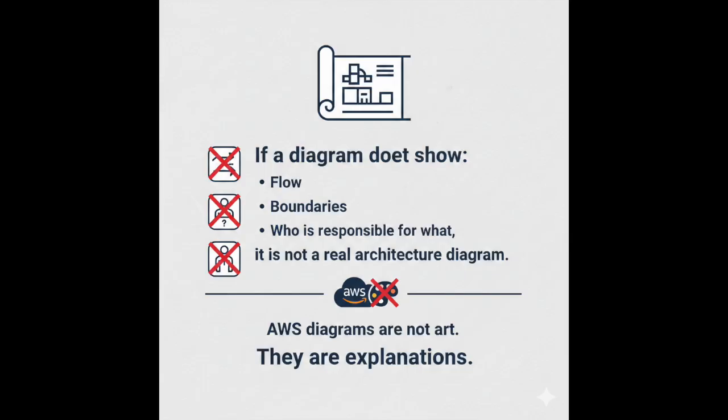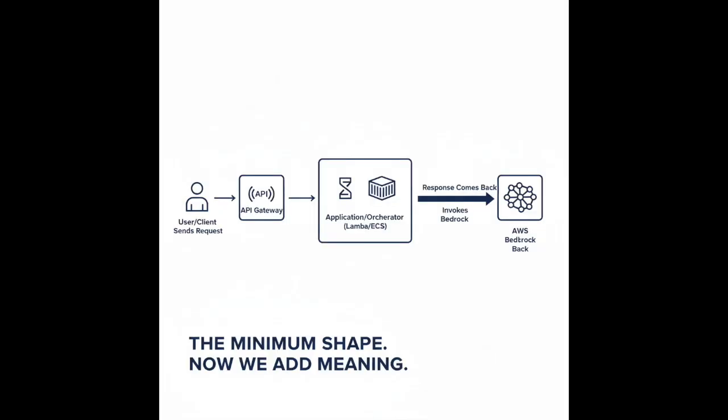Here's the golden rule. If a diagram does not show flow, boundaries, and who is responsible for what, it is not a real architecture diagram. AWS diagrams are not art. They are explanations. Start with the core skeleton.